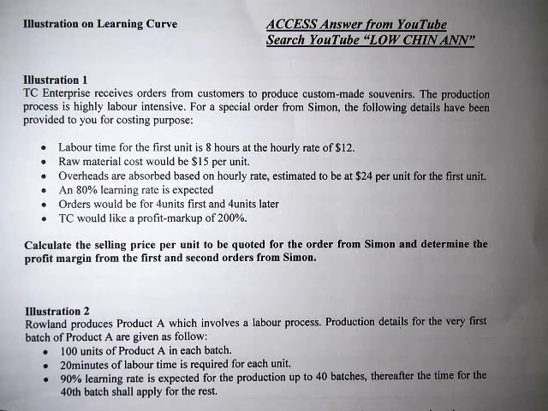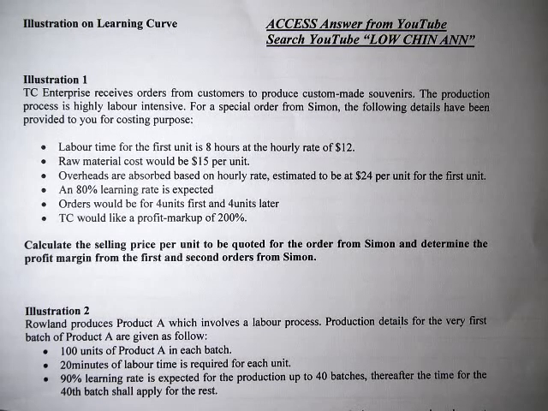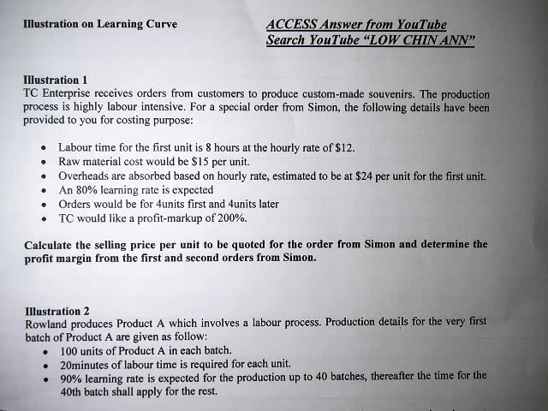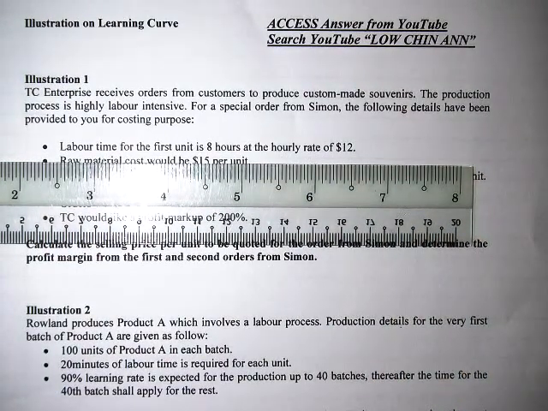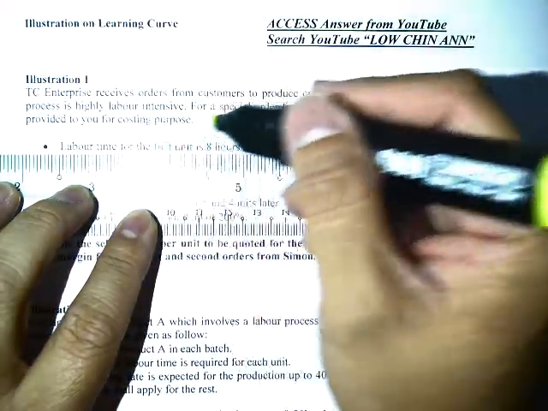See the first illustration. It says that TC receives orders from customers to produce custom-made souvenirs, and production is highly labor-intensive. Of course, the learning curve applies to workers, so there's no learning for machines. For a special order from Simon, the following details have been provided. The labor time for the very first unit is very important, because learning begins from the first unit, so the calculation will all be based on the first unit.